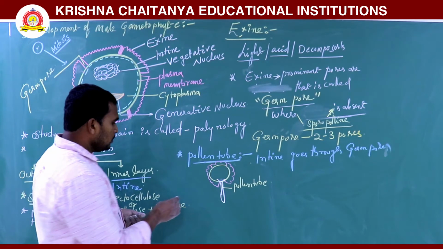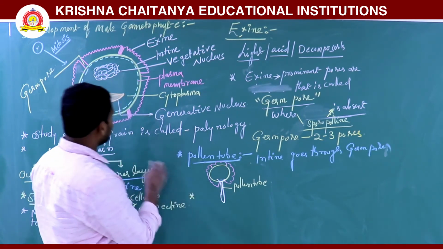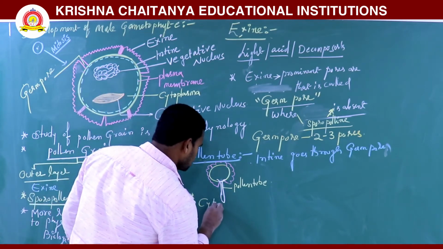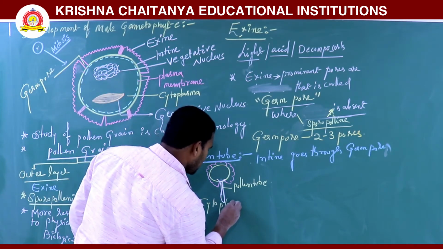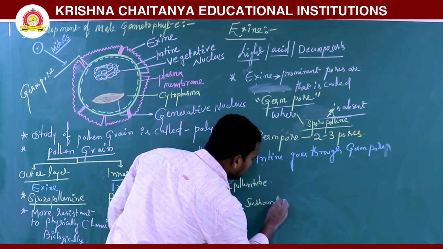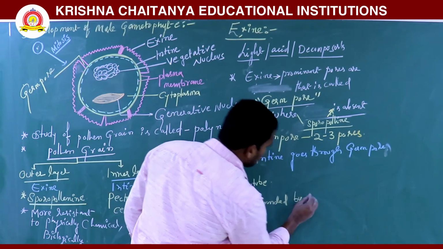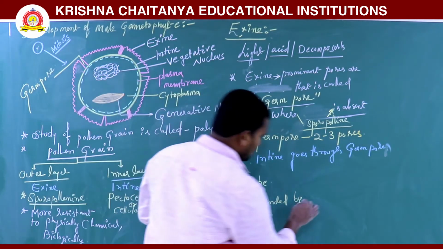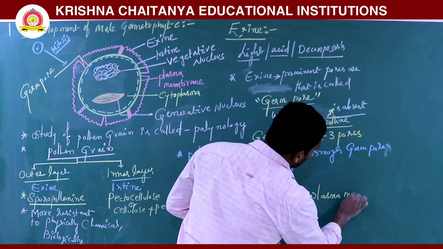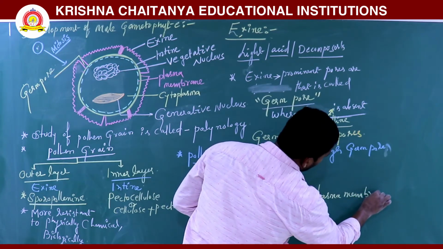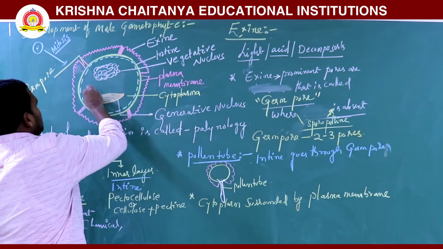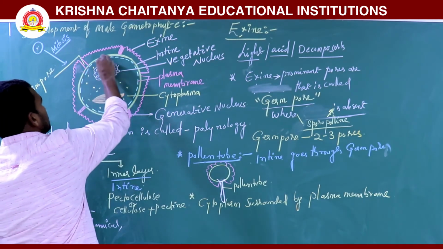Okay, so next we will be discussing the cytoplasm. The cytoplasm is surrounded by what? The plasma membrane. This is the cytoplasm; this entire thing is called the cytoplasm. The cytoplasm is surrounded by the plasma membrane.